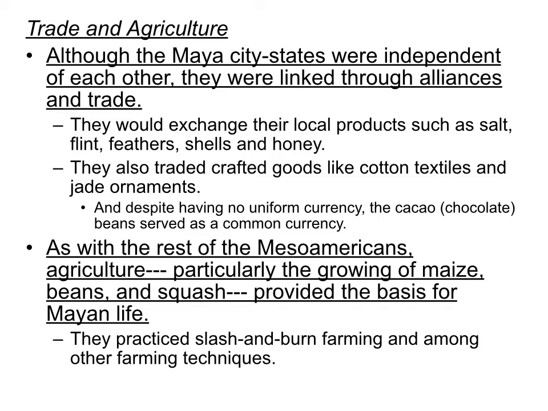All right, so trade and agriculture. There were many city-states that were independent of each other. They still had alliances among themselves. They were all Mayan, just different cities. One of the things that kept them together was agriculture. They all shared the same agriculture. They would grow corn or maize, beans, frijoles, squash, and this is what gave them their sustenance. This is what made them survive. They would also trade with the other city-states. It could be chocolate. They didn't have dollar bills and $20 bills like we do now, but it was more of materials and things that they needed. They also practiced slash and burn farming and other farming techniques.